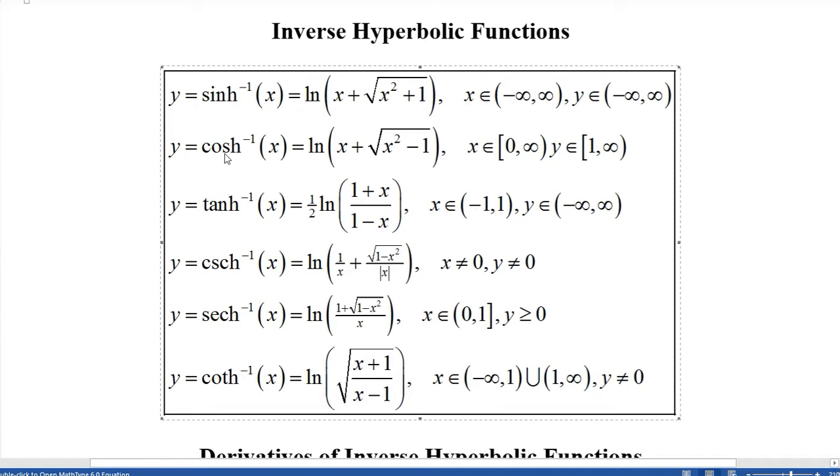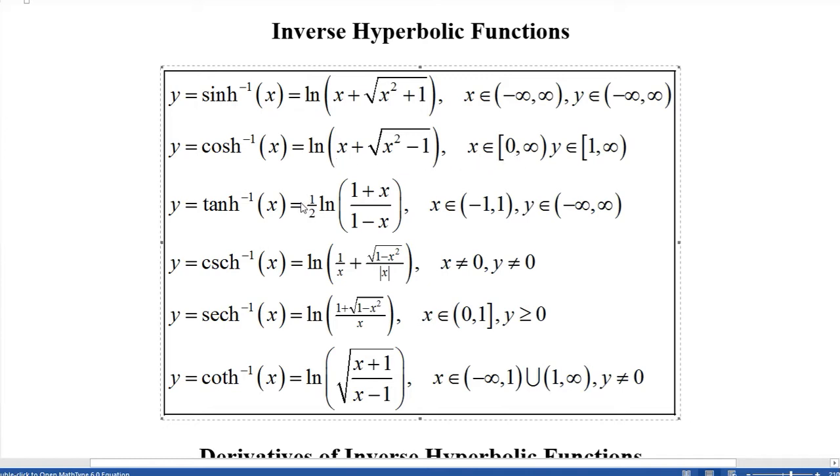Y equals inverse cosh of x. It turns out to be the same thing as ln of parentheses x plus the square root of x squared minus 1 close parentheses, and this is actually defined only for x from 1 to infinity, and then it turns out y goes from 0 to infinity.